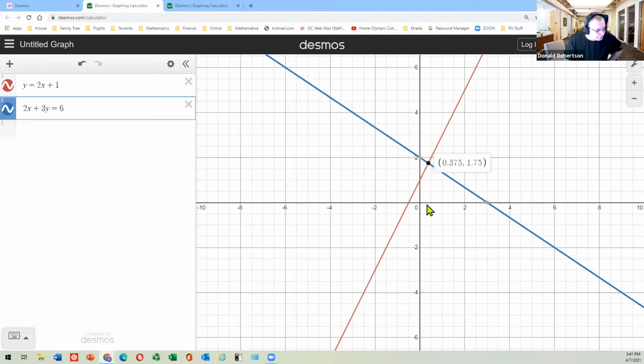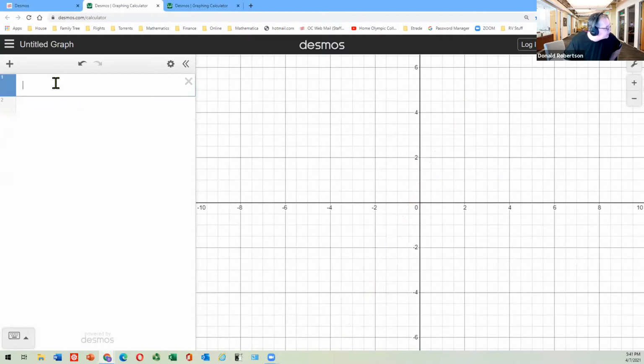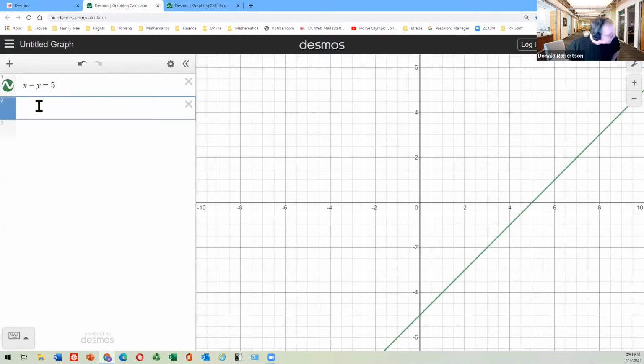Okay, are you still looking at Desmos now, or did things go blank? Oh, are we good? We're still looking at the graph? Great. Okay, so I'm going to make that one go away and that one go away. And I'm typing in x take away y equals 5, which was the first line. There you go. And 2x plus y equals 7.